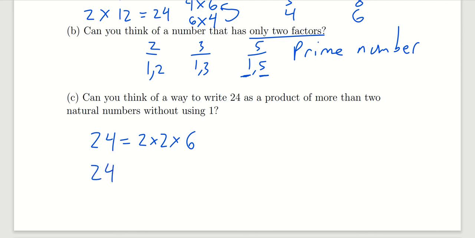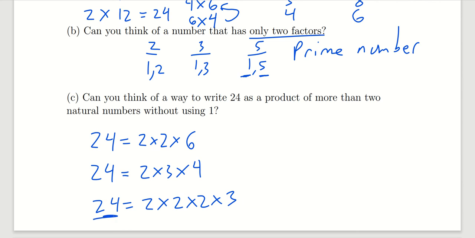Another way we could have done this is 2 times 3 times 4. That should also work. 2 times 3 is 6, and then 6 times 4 will give us 24. That's yet another way to write 24 using 3 factors. And we could even do it with a little bit more. I can write 24 as 2 times 2 times 2 times 3. And this is writing 24 as the product of, now we have 4 factors.